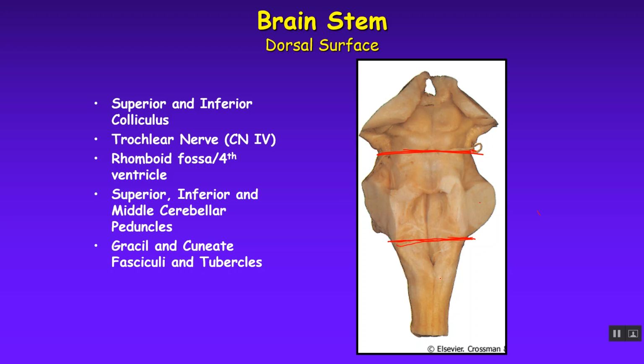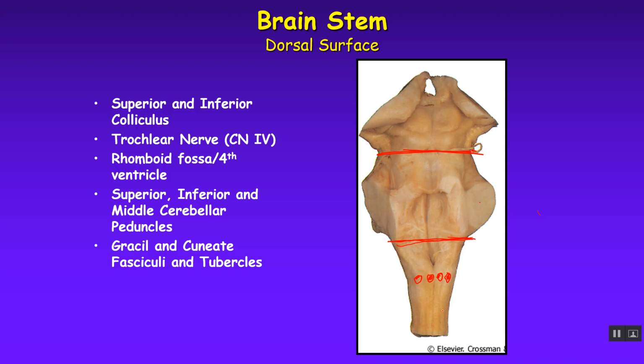We have these little tubercles or little bumps, and you almost have to really imagine them, but there's a little bump right there, a little bump right there, a little bump right there, a little bump right there. The ones that are more medial are called the gracile tubercles. So these little guys, the most medial ones right here, gracile tubercles, and the more lateral ones are the cuneate tubercles. Okay.